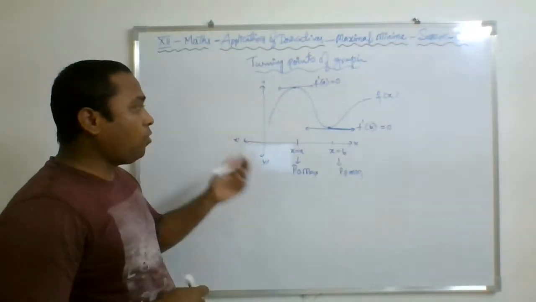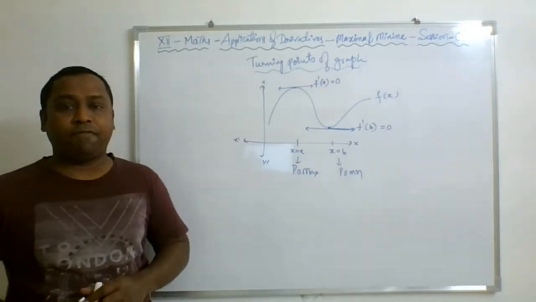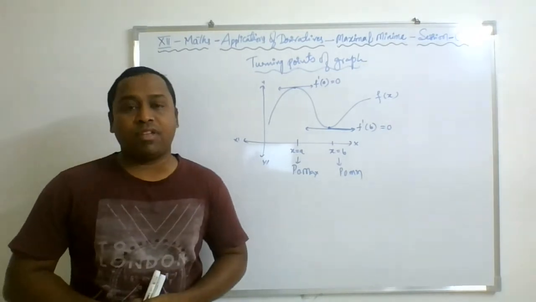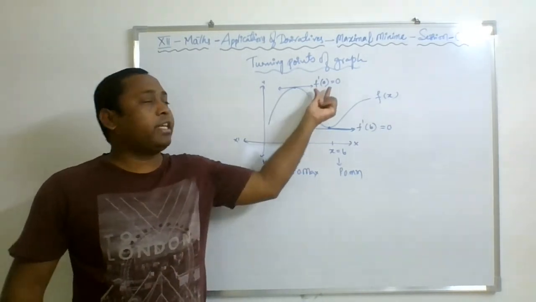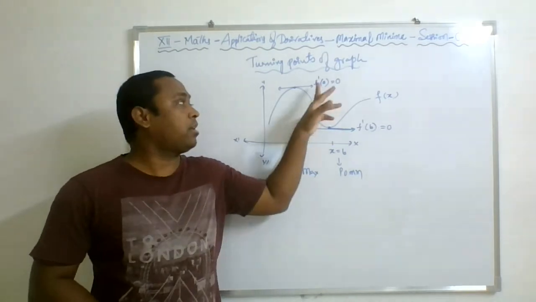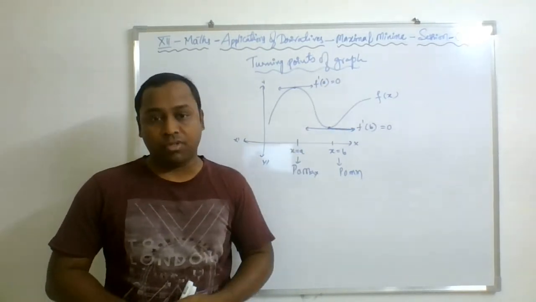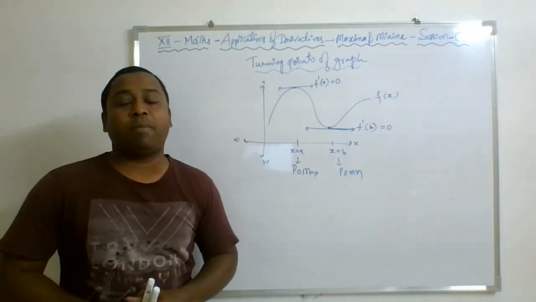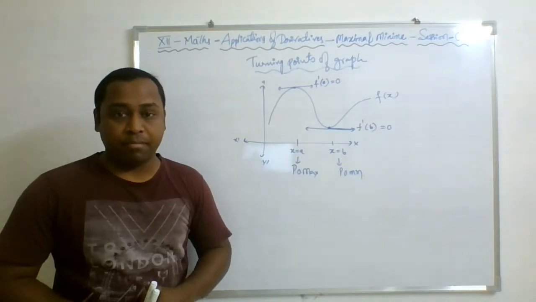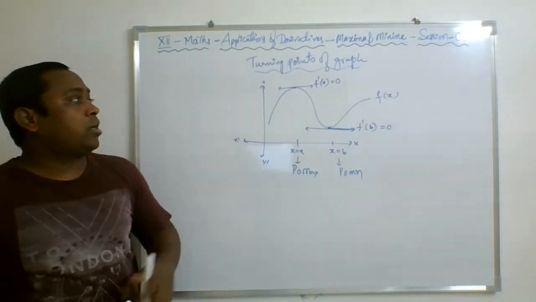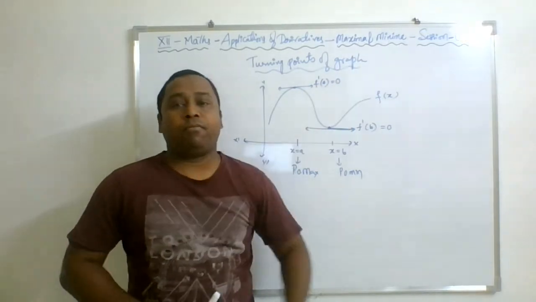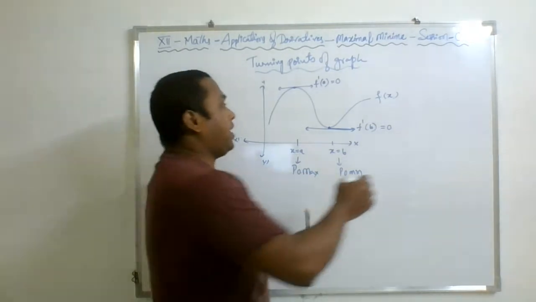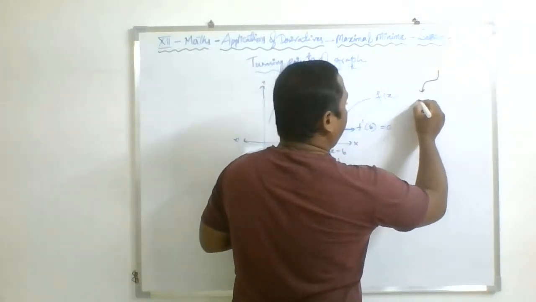So before getting into maxima and minima, first you need to know the turning points of the graph. To find the turning points, we take the derivative of the function and find where it is equal to 0. Then we check whether that point is a point of maxima or a point of minima. To know that, we have two tests. The first is the first derivative test.